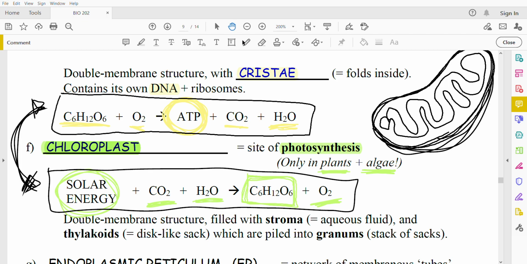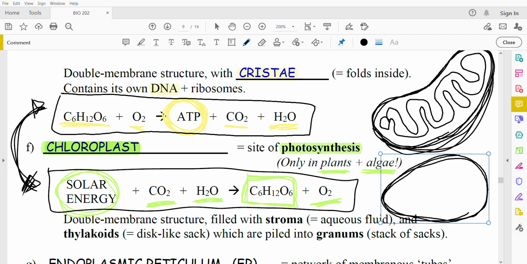And when we looked at the structure of a chloroplast, we saw that they were this double membrane structure, and inside there was this aqueous fluid, stroma. There were also these disc-like structures, and when multiple of these disc-like structures are piled together on top of each other, each pile is known as a granum. So we end up seeing these inside the chloroplasts.